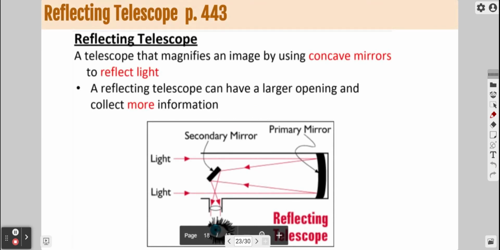Again, we also have reflecting telescopes. So these are using a concave mirror. A concave means it's bent like this. So a mirror to reflect the light into the eye. And that's the key piece that you really need to know. There are mirrors involved because we're dealing with reflection, okay, and reflecting rays.